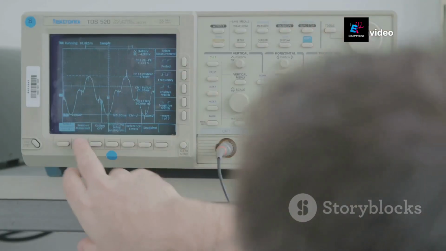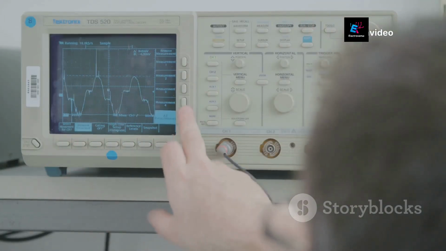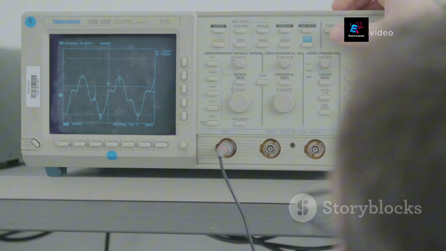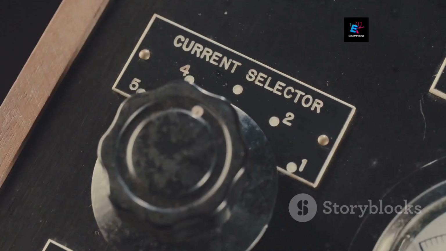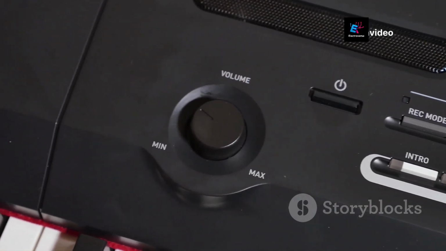Ohm's law states that the current flowing through a conductor is directly proportional to the voltage across it and inversely proportional to the resistance. In simpler terms, this means that increasing the voltage increases the current, and increasing the resistance decreases the current.